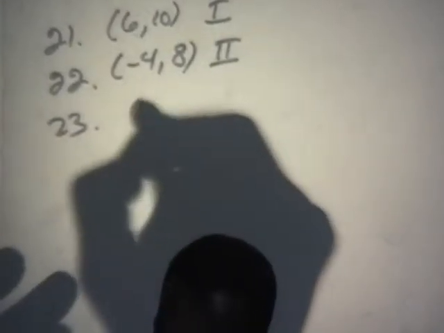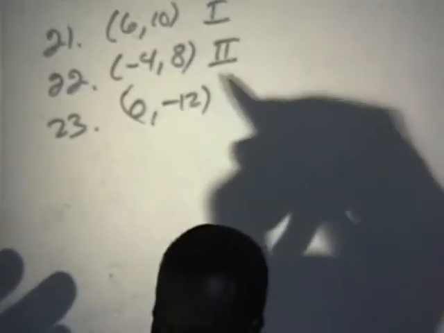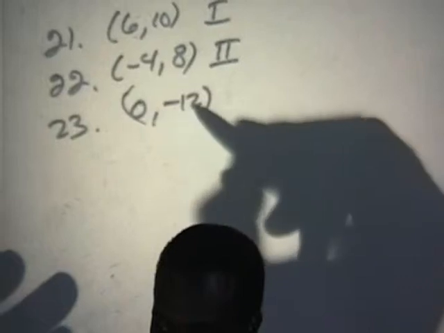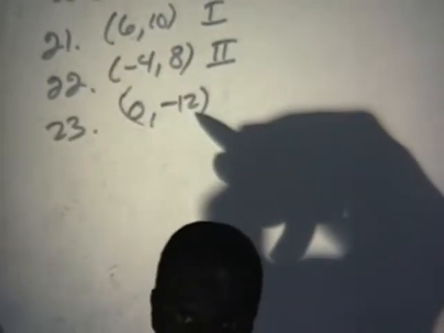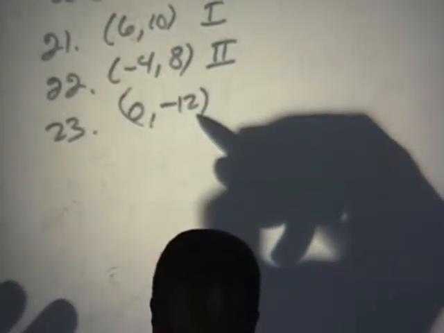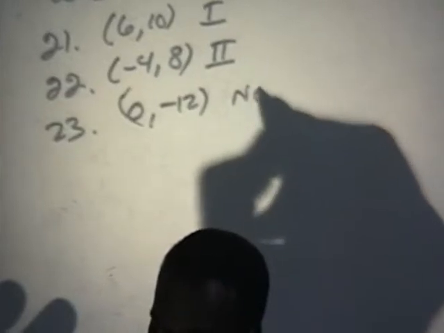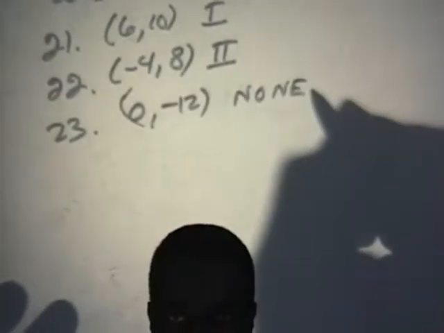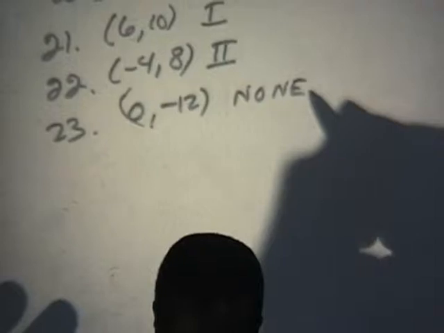We have 0, -12. Now, 0, some number, that is on the y-axis. So that means the quadrant is none. It is in no quadrant. That's a good one, right?